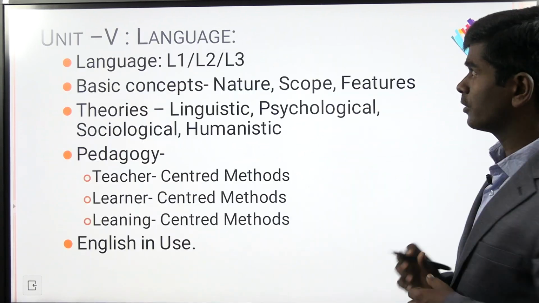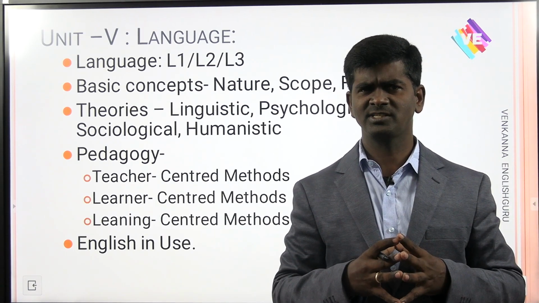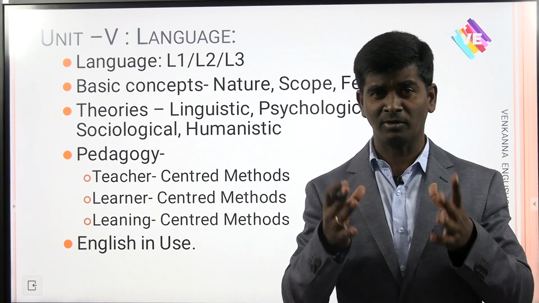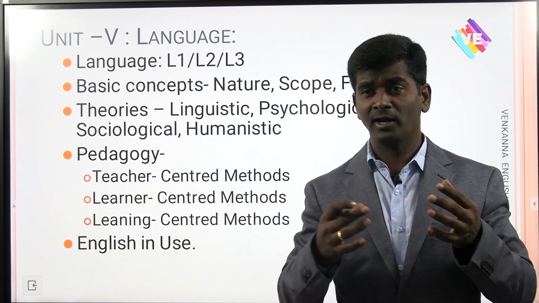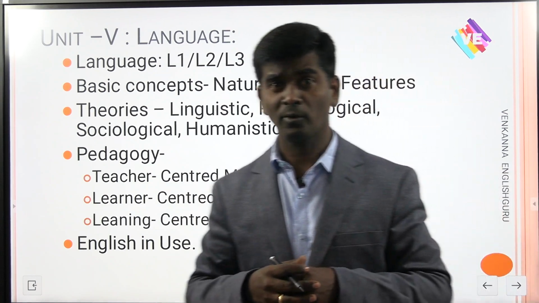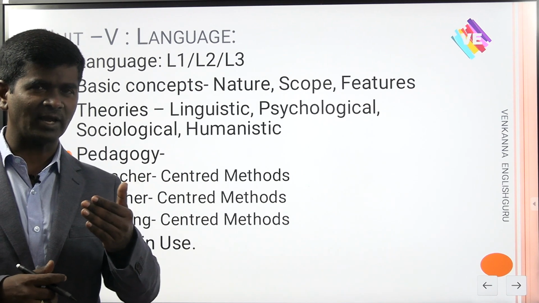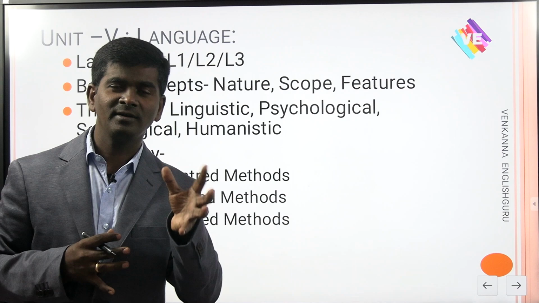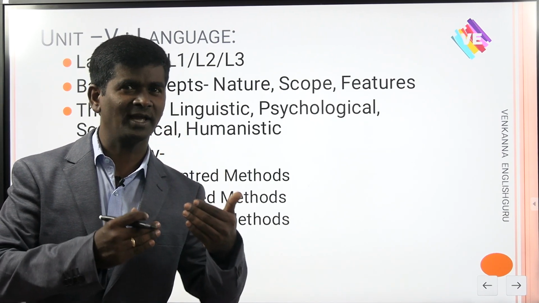Next, when we talk about Unit 5 and 6, these are related to English language teaching. These are related to language. So see, language: what is first language, second language, third language, how English is used as L1, L2, L3, and basic concepts of language. Linguistics, here we need to talk with regard to linguistics. What is the nature of language, scope of language, what are the major features of language, what are the characteristics, linguistic features, sociological features and philosophical features, psychological features of language.